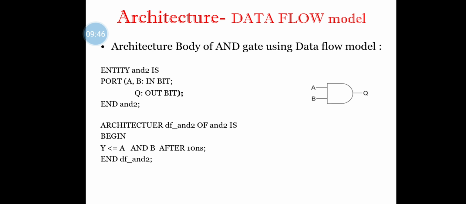Here Y is not the output, Q is the output, so by mistake it is written here; instead of Y, that should be Q that is assigned. Now, less than or equal to is the assignment operator. So Q is assigned A and B after 10 nanoseconds. Here, after is a reserved word, a clause which is used for timing. That means Q will be assigned the value of A and B after 10 nanoseconds, and end dataflow_AND2. So this is how we are going to write the VHDL code in the data flow model.